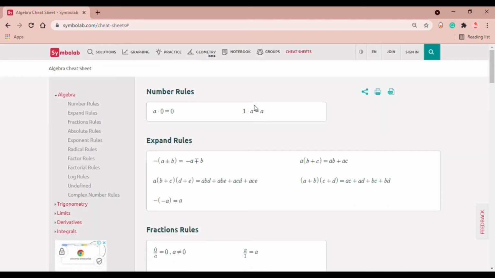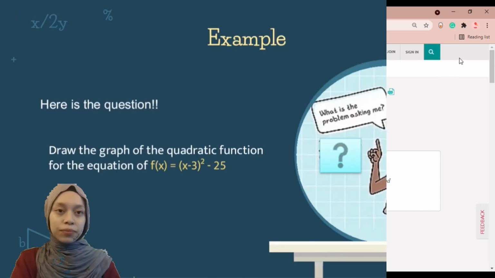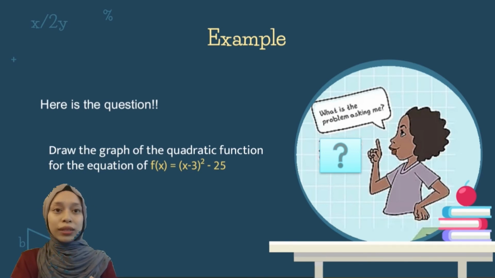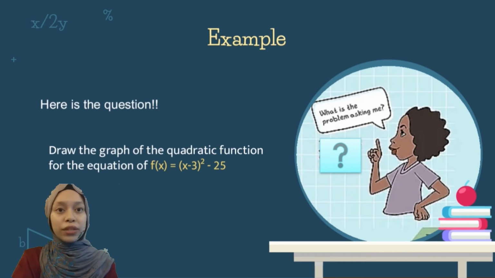So let's look at our example for a quadratic function. Now, here is the question. You need to draw the graph of the quadratic function for the equation f(x) equals (x minus 3) squared minus 25. When you do this manually, of course, you need to know what information you will need in order to solve this problem. However, we will use the website to help you solve this problem.